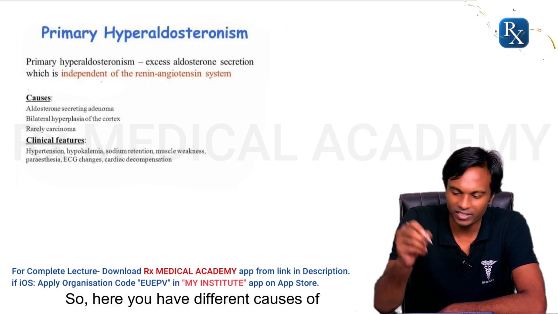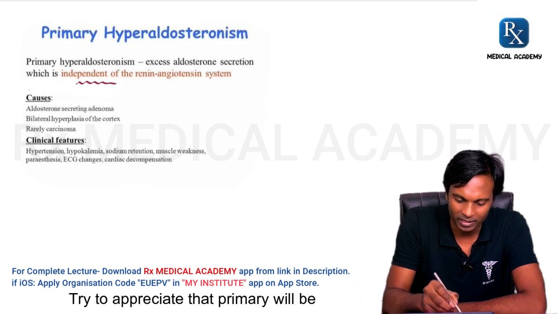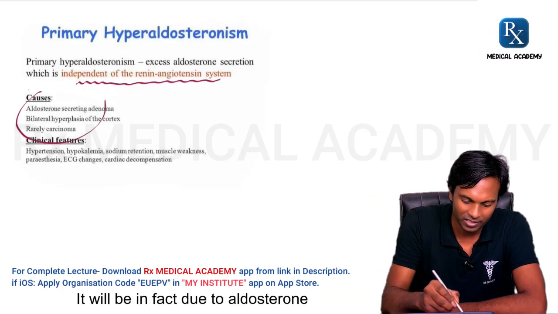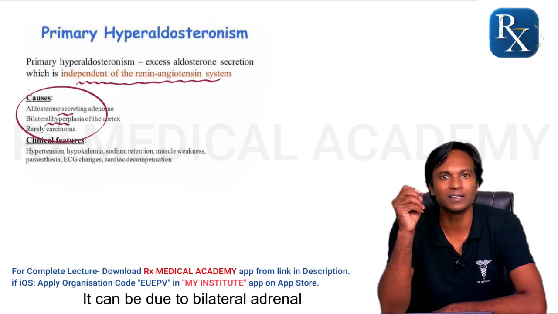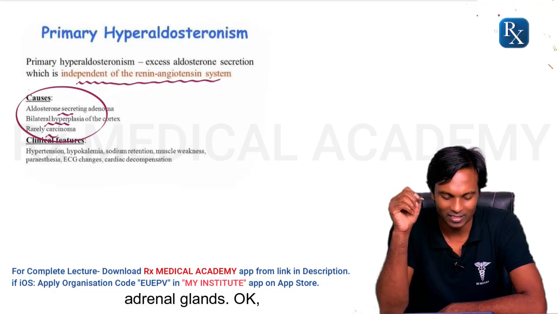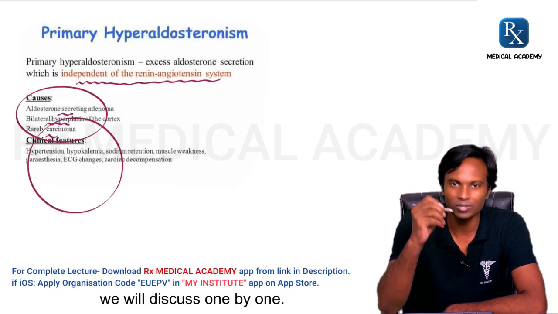So here you have different causes of primary hyperaldosteronism. Try to appreciate that primary will be independent of renin-angiotensin system. It will be in fact due to aldosterone secreting adenoma. It can be due to bilateral adrenal hyperplasia, and rarely this can be due to cancer of adrenal glands. Okay. Now, there will be various clinical features we will discuss one by one.